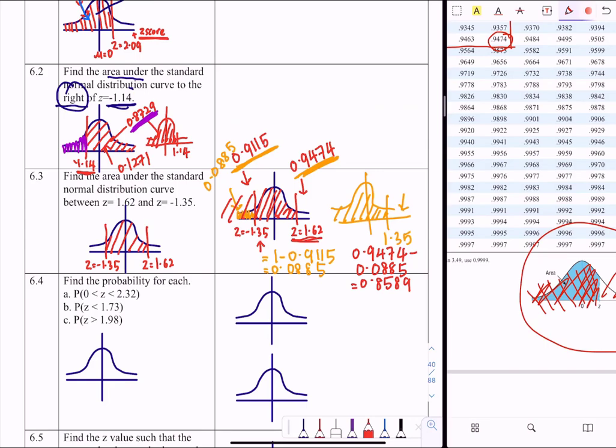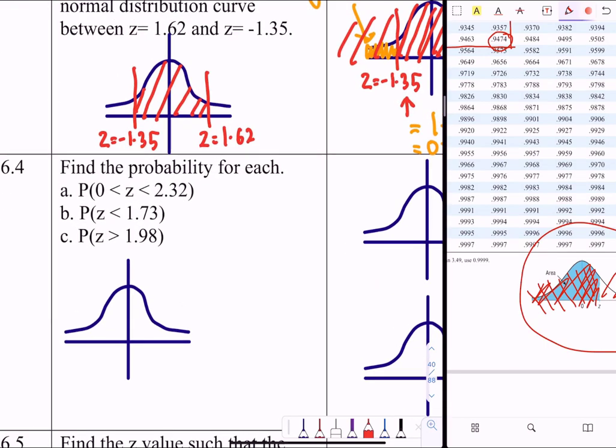Find the probability for each. We have A, B, C here. I will show A only. For B and C you do by yourself. You have the book, so you can refer to the book on how to find the value. For A, they want you to find the probability or the area under the graph.